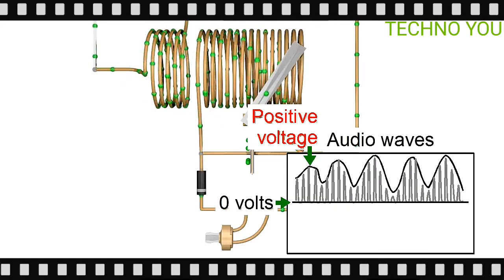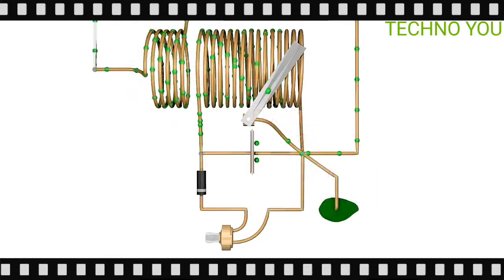But if we chop off all the negative part, which we do with the diode, then the earpiece will always see positive voltages, which it can react to. And notice we're back to the original audio wave. Well, close enough, but we can do better.